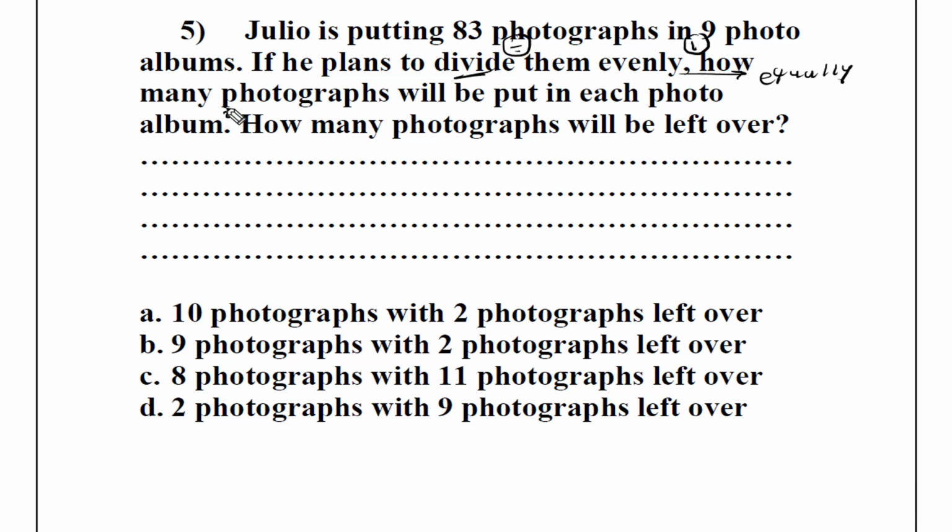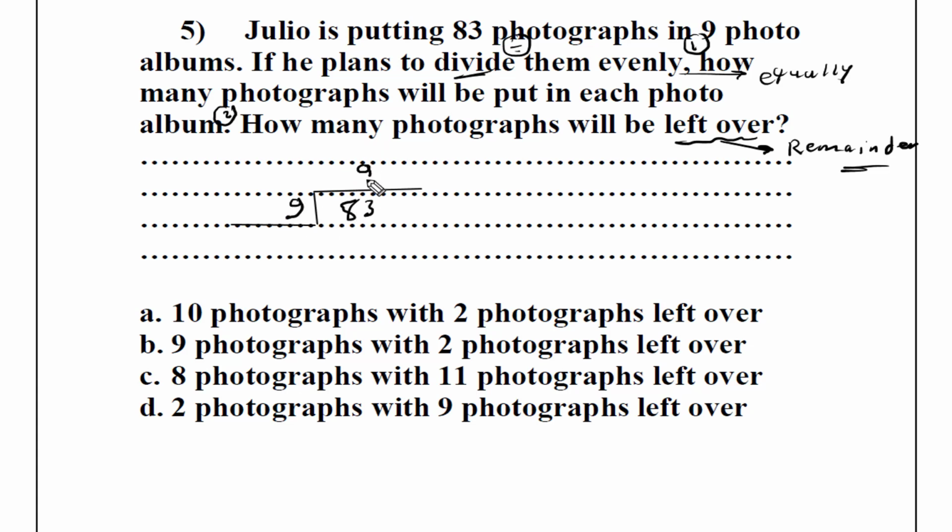Okay, what about the second question? He is asking here how many photographs will be left over. He said here left over, so he is asking about the remainder. Okay, we can find the remainder to answer the second question. So we will divide 83 by 9. Just we will draw here the long division. We can draw it here like this. Okay, we have here 83 divided by 9. You can find it mentally by the way.